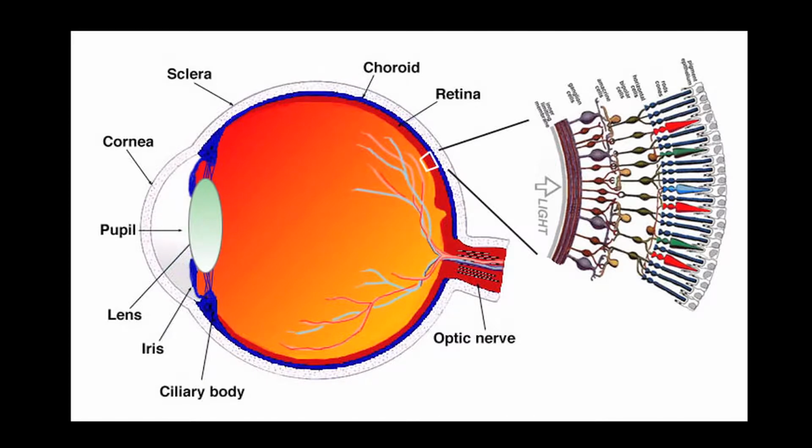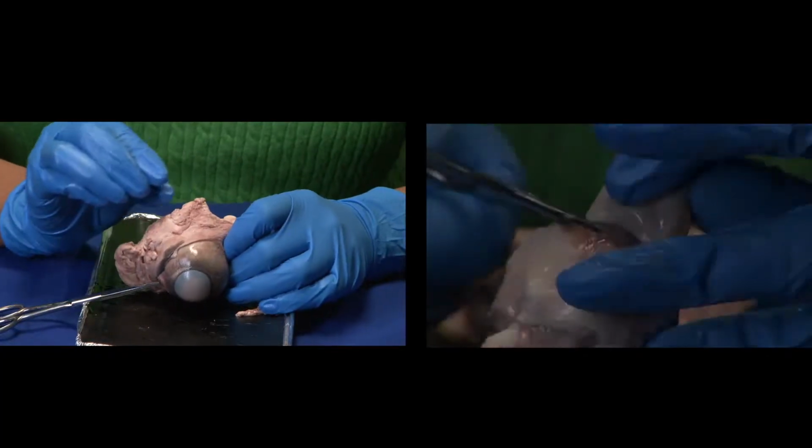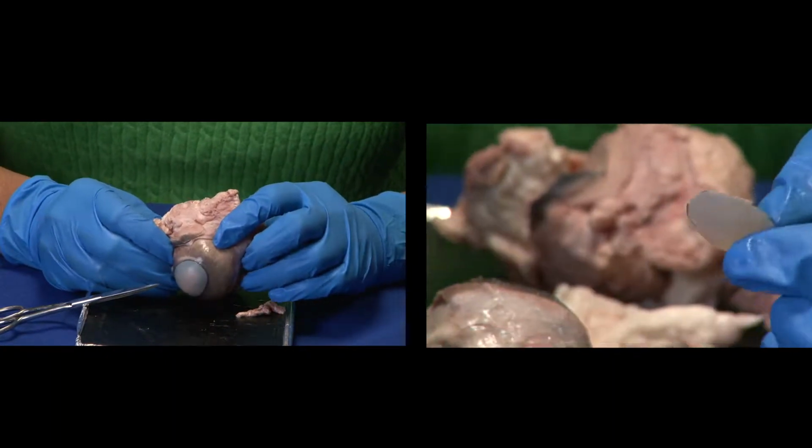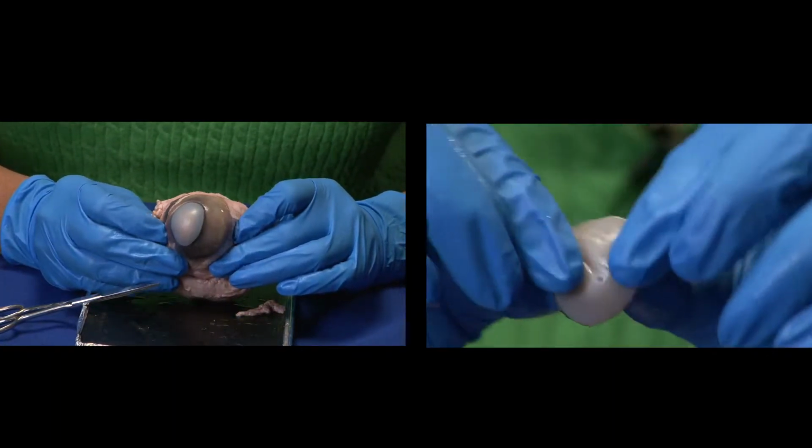The eye is a fascinating organ that has several components working together to allow for us to see. However, the eye can have some imperfections, leading to eye disease and eye issues. Today, we're going to dissect a mammalian eye and identify structures in the eye that allow for us to see.